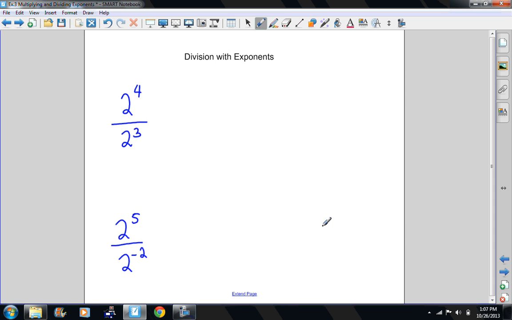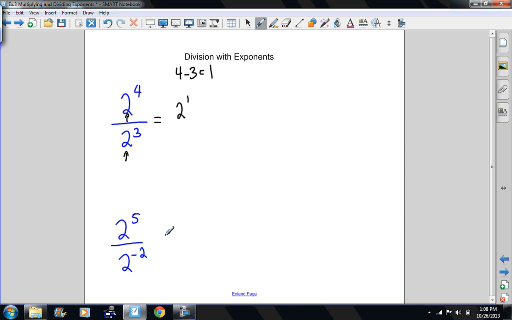Now, division with exponents, same idea. We are going to step down in the order of operations from division now to subtraction. So, since they have the same base, and by the way, when I mean same base is if you had 2 to the 4th over 3 to the 3rd, those do not have the same base, so we couldn't do anything with them. We would just leave it like that. But since these have the same base, 2 to the 4th over 2 to the 3rd would be 2 to the 1st, because 4 minus 3 is 1.